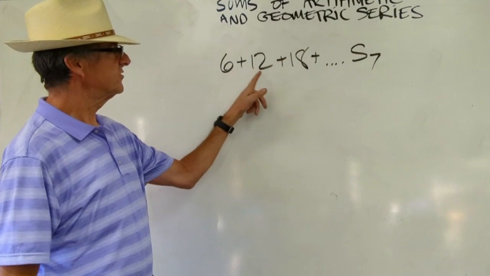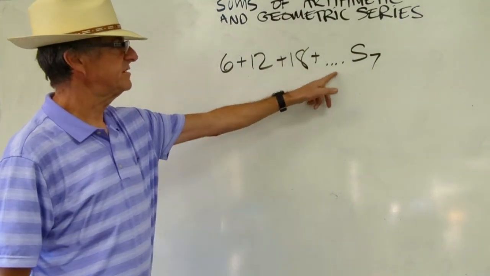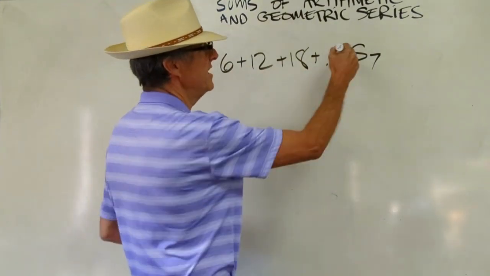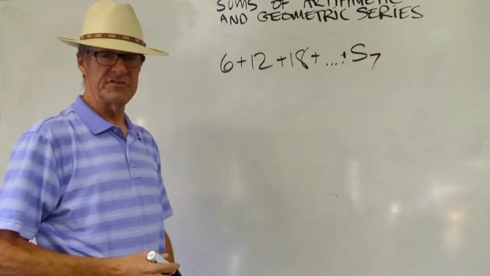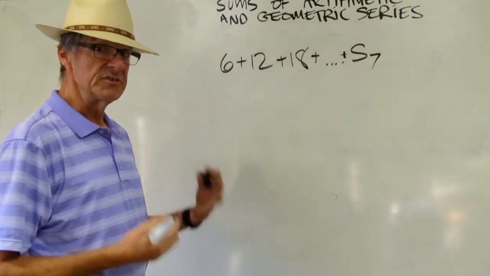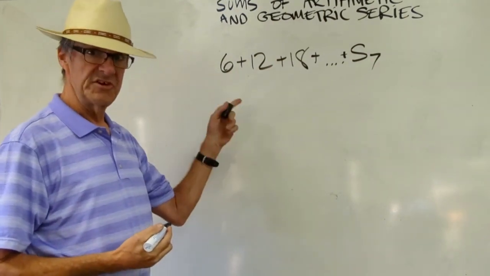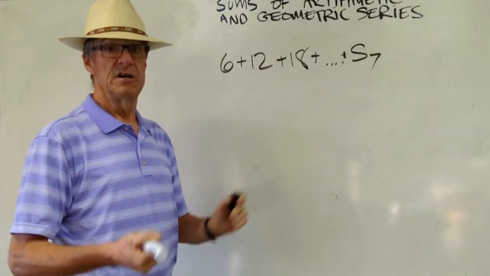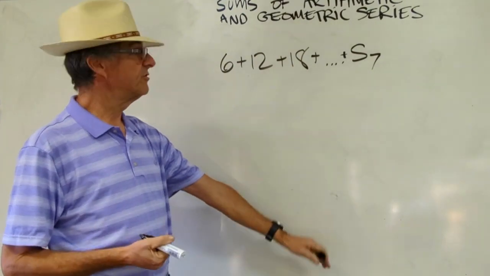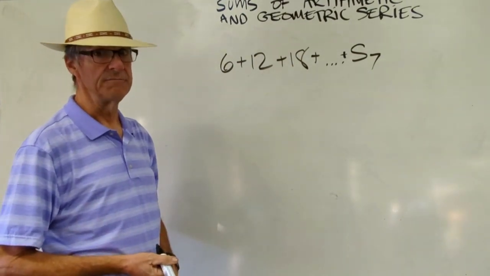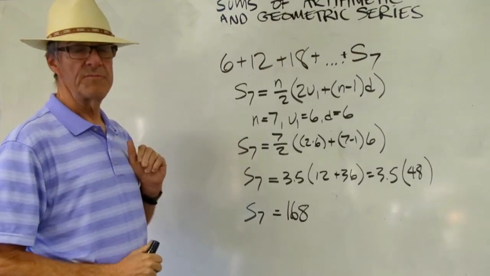All right, here is another series. Starting on 6, go to 12, go to 18, plus, dot, dot, dot, and we're going all the way up to the 7th term. So what I want you to do now is pause the video, look back over your notes, figure out which type of series this is, pick a formula, solve that, take that all the way through to the sum, because I think you can.